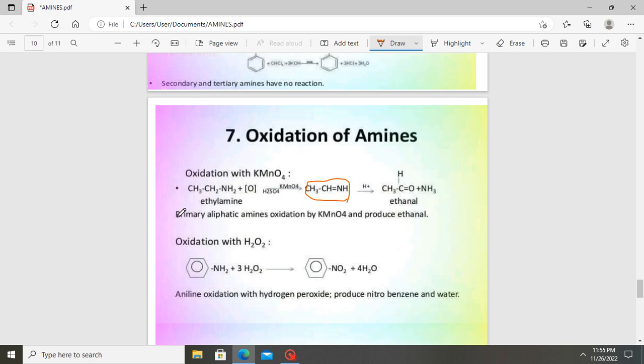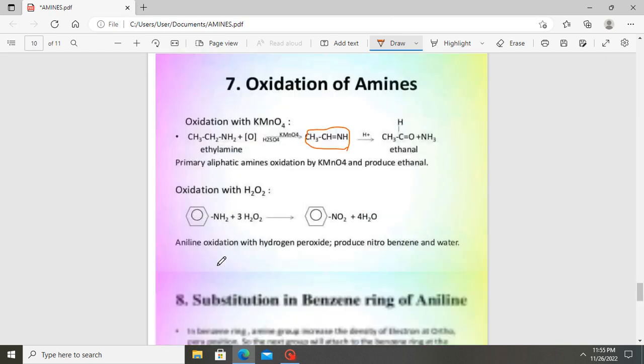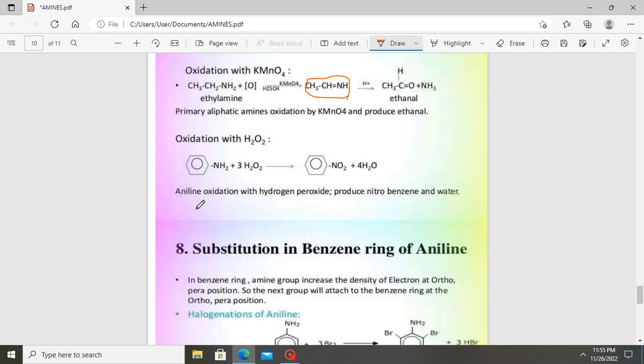When primary aliphatic amines are oxidized with potassium permanganate, aromatic amines are oxidized with hydrogen peroxide. It also gives a nitrobenzene and water molecule. So nitrobenzene can be produced by oxidation of, let's say, an aromatic amine with hydrogen peroxide.